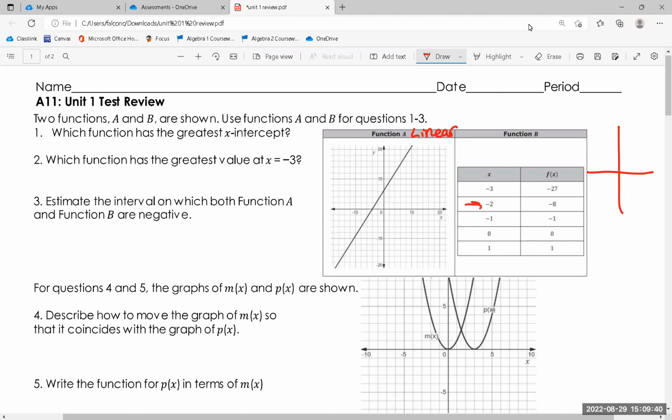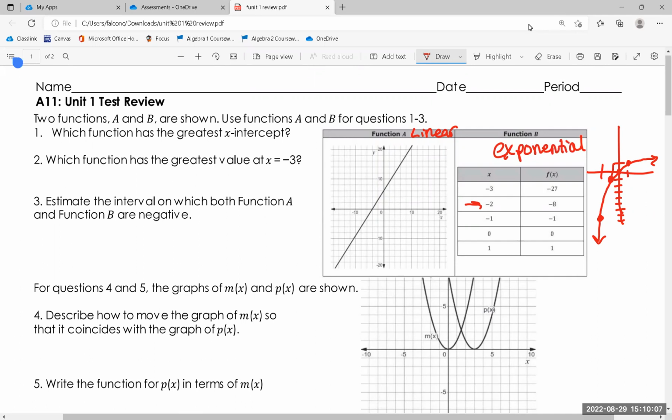So I'm going to do -2, -8, -1, -1, 0, 0, 1, 1. So it looks like we kind of have a curve like this. So that would be an exponential function.